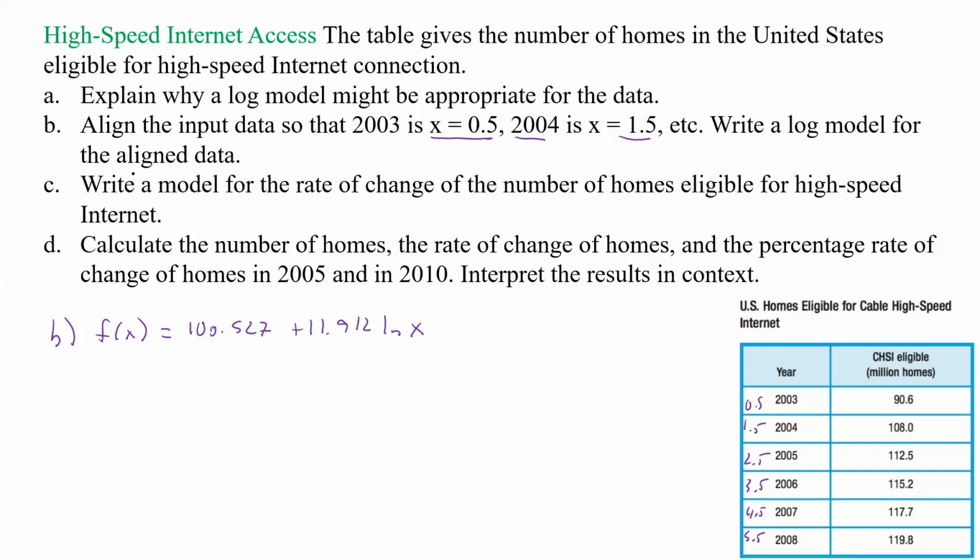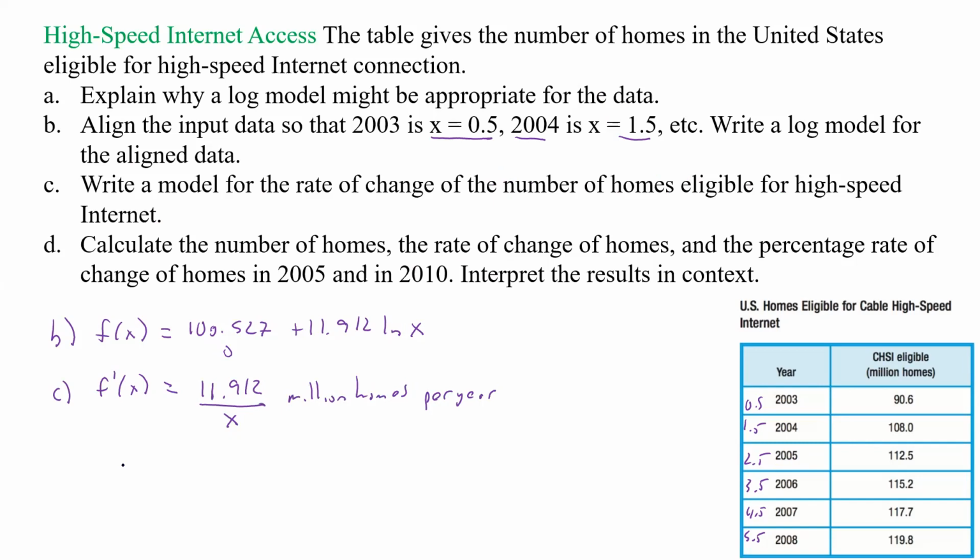Now we need to write a model for the rate of change of the number of homes eligible for that. That means we have to take the derivative. So f prime of x equals, well, the constant goes to 0 and we take the derivative of the rest. We have 11.912, and when we take the derivative of ln of x, remember that goes to 1 over x. So I'm just going to write 11.912 over x. The units are million homes per year. And that's going to be our rate of change for the number of homes eligible for high-speed internet.